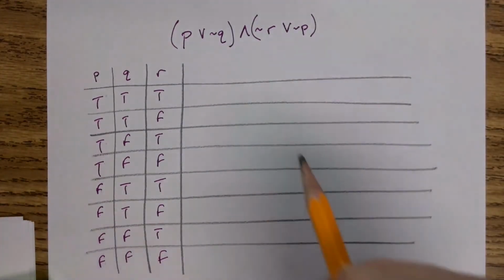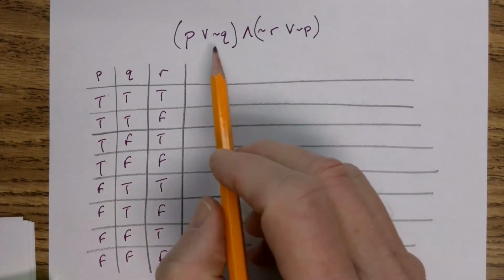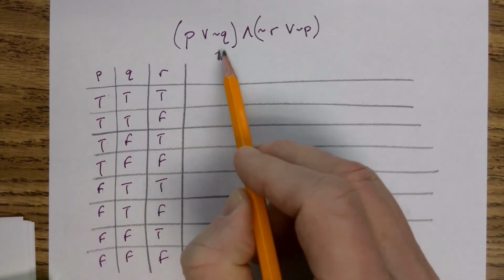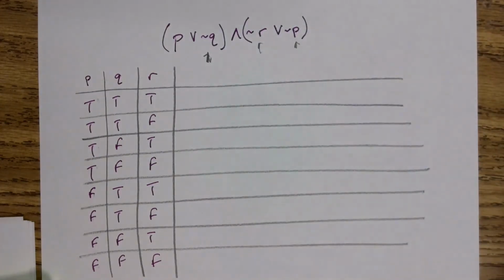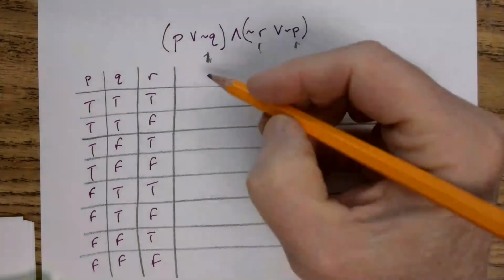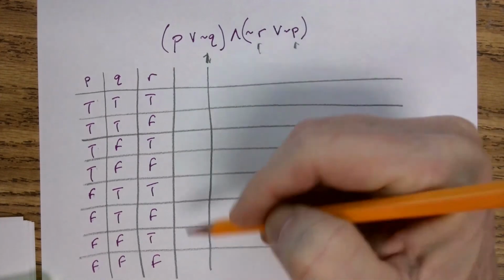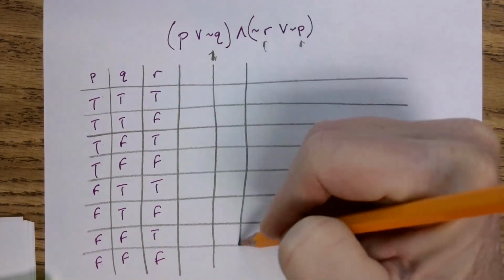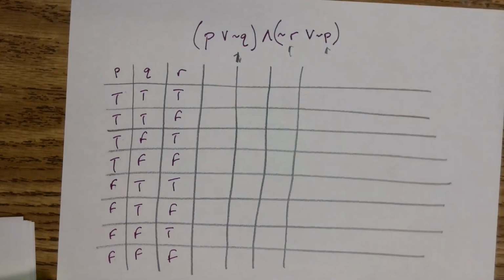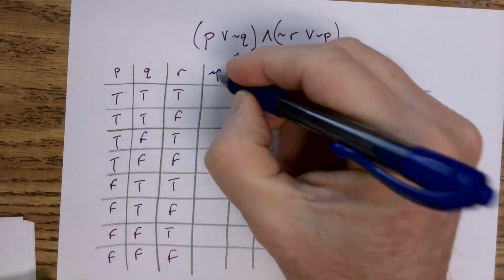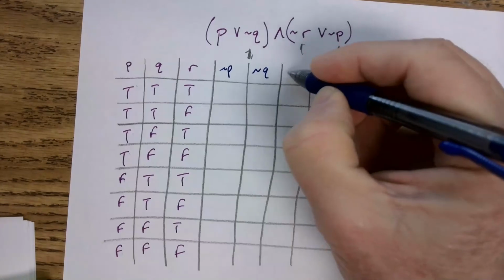So let's look at what we need. We need a not Q, right? And we need a not R, and we need a not P. So those are our next 3 columns, because we need all these. We need not P, not Q, and not R. That takes a little bit of time. Not P, not Q, and not R.